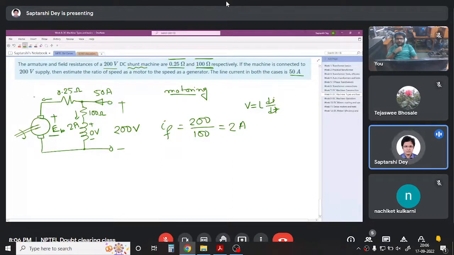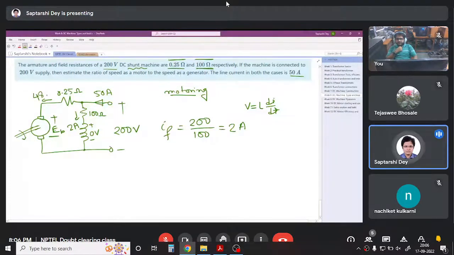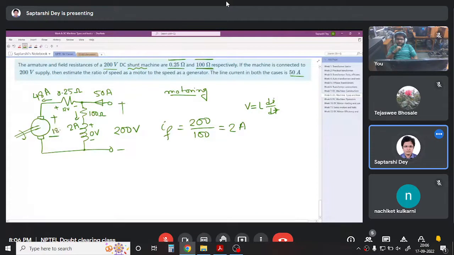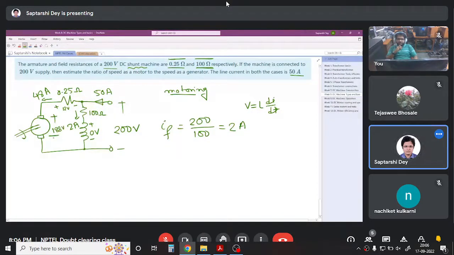And the rest of the 48 ampere goes here. Now this 48 ampere creates some drop of 12 volt here, right? 48 into quarter is 12. So 12 volts is gone here. So the back EMF EB in this case is 200 minus 12, so 188 volt. Okay, we have been asked to find out the ratio of speed.